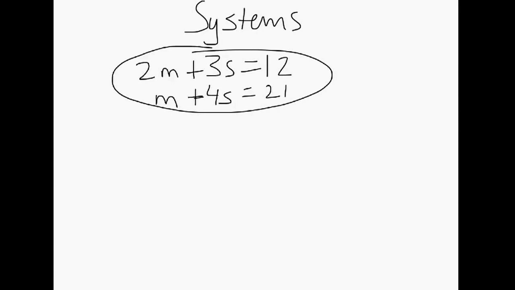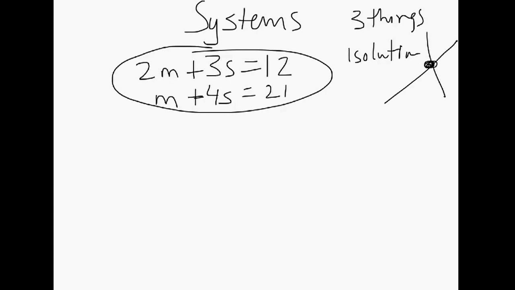System of equations, when we graph these lines, 3 things can happen. We can get one solution, and one solution happens when the graphs clearly cross, they hit each other. It may not always happen on your screen, it may be off your screen, but you can tell the lines are going to hit each other somewhere.